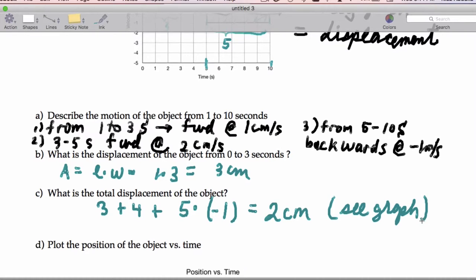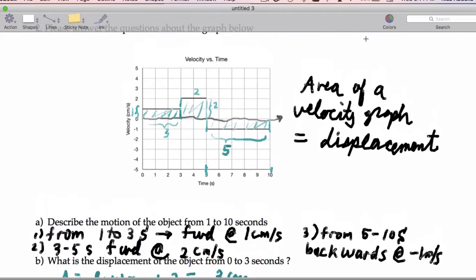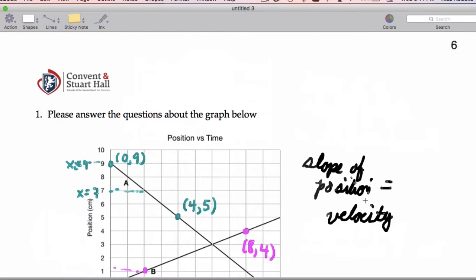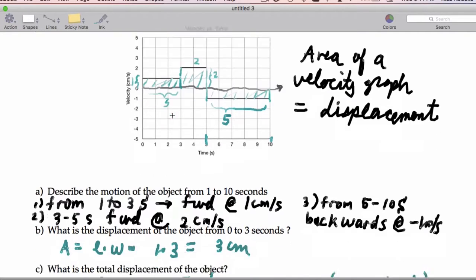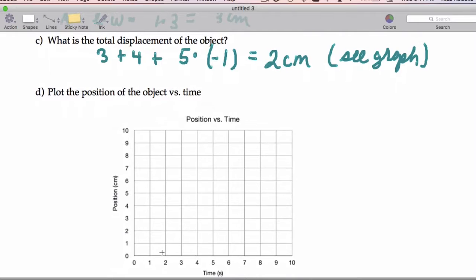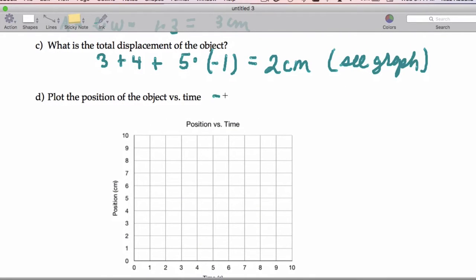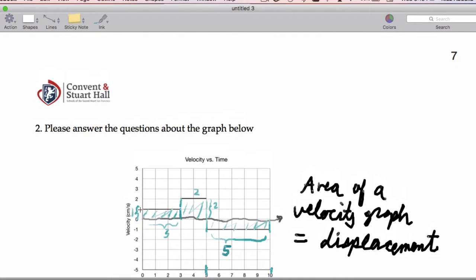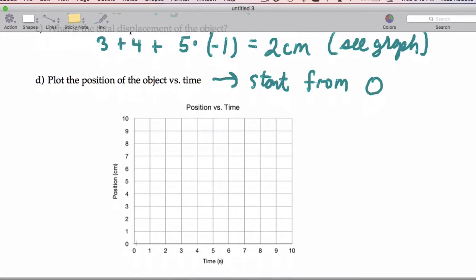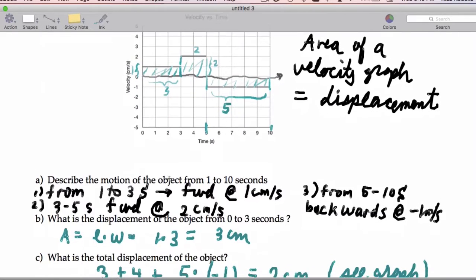Now let's go ahead and plot the position versus time. Let's remember our rule from number 1. The slope of the position is the velocity. So these are velocities, and so what that means is that from 1 to 3 seconds, I've got a slope of 1. Now, I don't tell you where to start, so what I'll say is this. Start from 0. I know the speed is 1. That doesn't say anything about the position. Speed is 1, velocity is 1. Position will start at 0. And for 3 seconds, we're going to have a slope of 1.